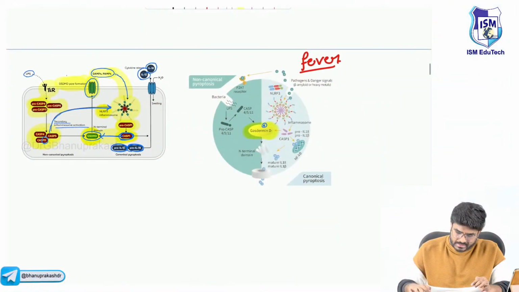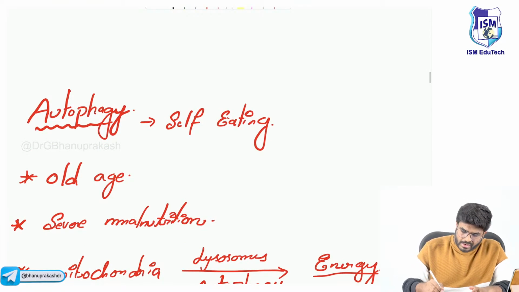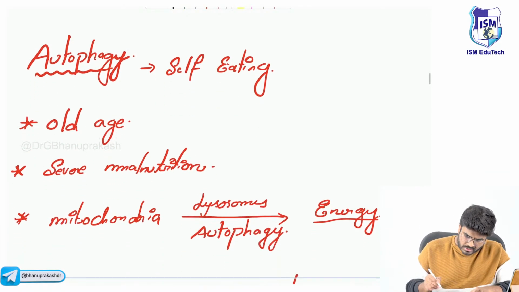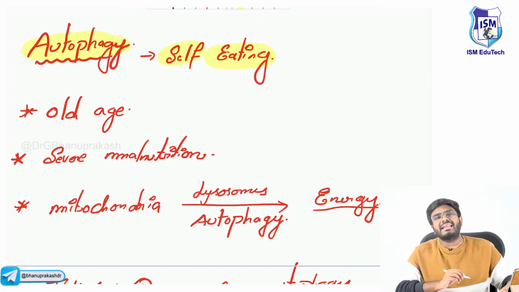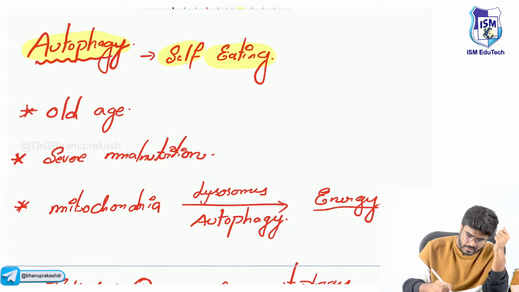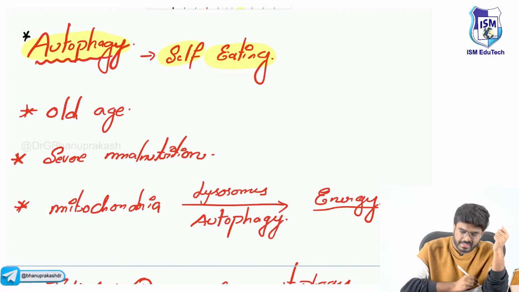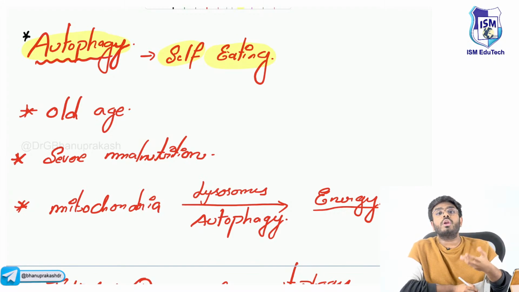The first thing is autophagy. Now we have to do some important topics about autophagy. So what exactly is autophagy? Auto means self, phagy means eating. So autophagy means self-eating. It is the destruction of our own proteins or organelles inside a cell.